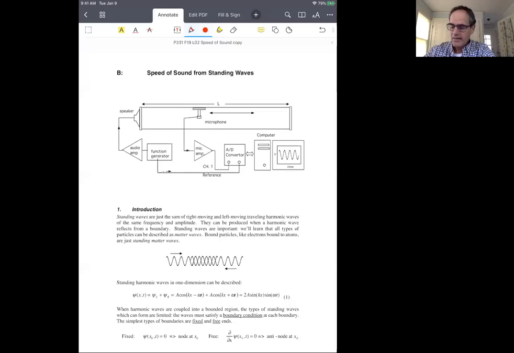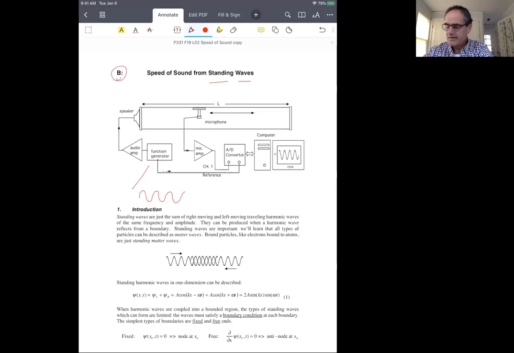Okay, the apparatus for part B looks just like the apparatus we used in the first part of the experiment. Only now we're going to create standing sound waves instead of pulses of sound that travel through the system. So let's see how we do that. The main change is that now we're going to use our function generator to generate a sinusoidal voltage of a frequency that we control. And now the frequencies will be in the range of hundreds of hertz.